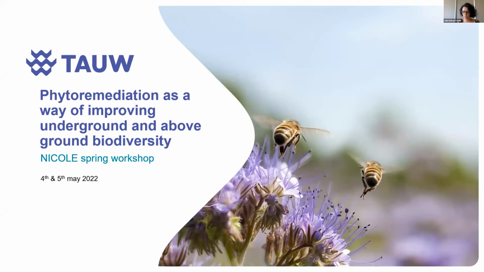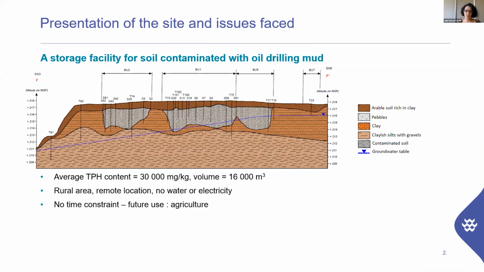So do you see my screen and my presentation? Good. Yes. So I will present you a case in France where we used phytoremediation to treat the soil contaminated with hydrocarbons. To tell you a little bit more about the context, we are in the southwest of France, and the site is contaminated with oil, with drilling mud that has been used to drill some petroleum drillings. And so the mud is highly contaminated with hydrocarbons, and it represents a very large volume because we have as much as 16,000 cubic meters stored at this site.